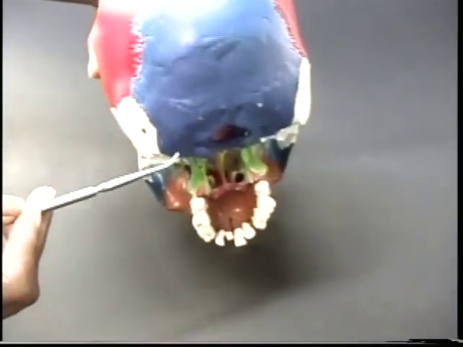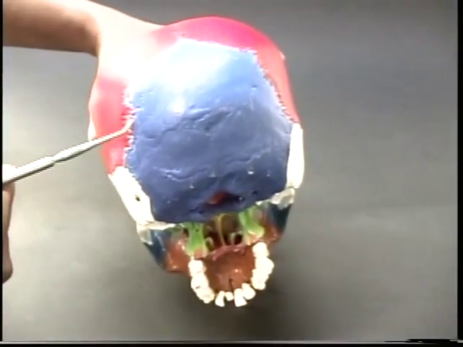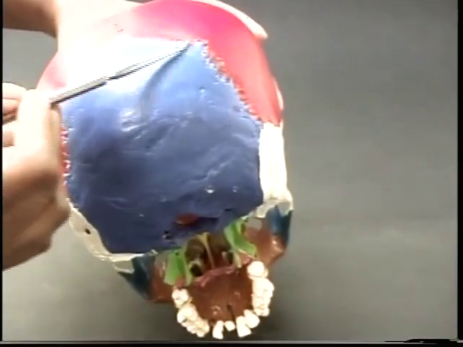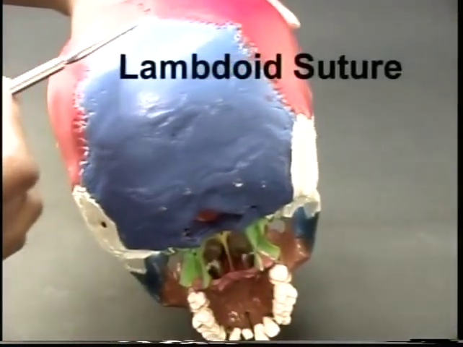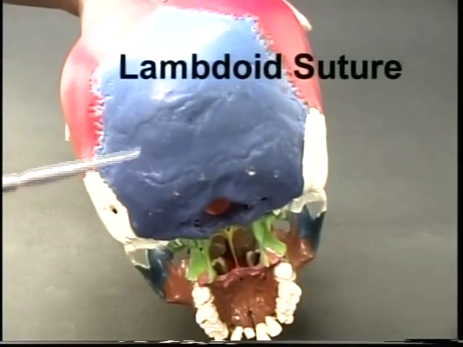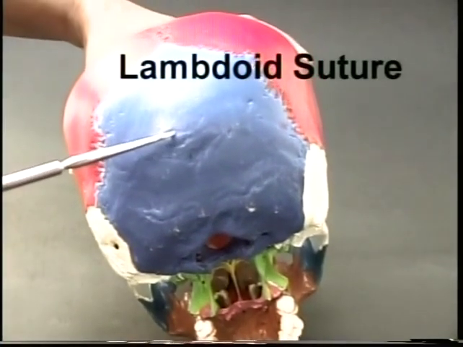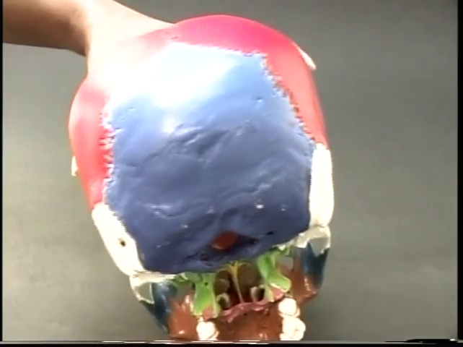This suture, which extends all the way from this end to this end, is known as the lambdoid suture, and that joins the occipital bone with the two parietal bones.